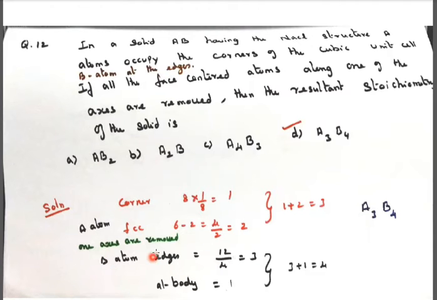And B atoms at the edges: we all know 12 into 1 by 4, it is nothing but 3. At the body center it is 1. So 3 plus 1 is equal to 4. So the number of A is 3 and the number of B is 4. So A3B4 is the formula.